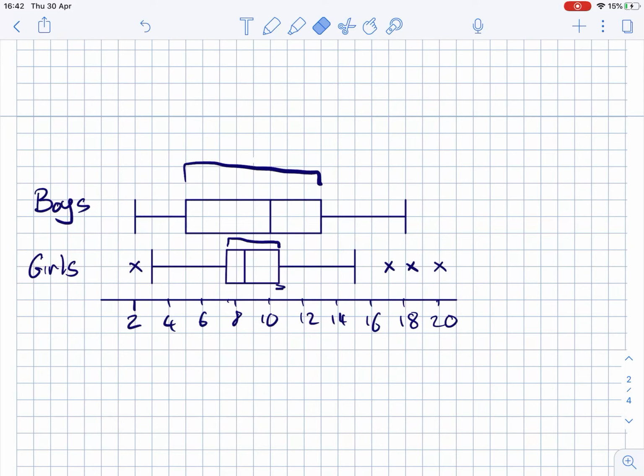You can also start talking and comparing things like medians. Okay, so the boys' median is greater than the girls' median, which again would suggest they take slightly longer on average. Again, even though the time it took for the boy that took the longest was less than the two girls that took the longest for the girls. Okay, so this is really about the spread of data, and it's a really nice visual way to compare two groups.